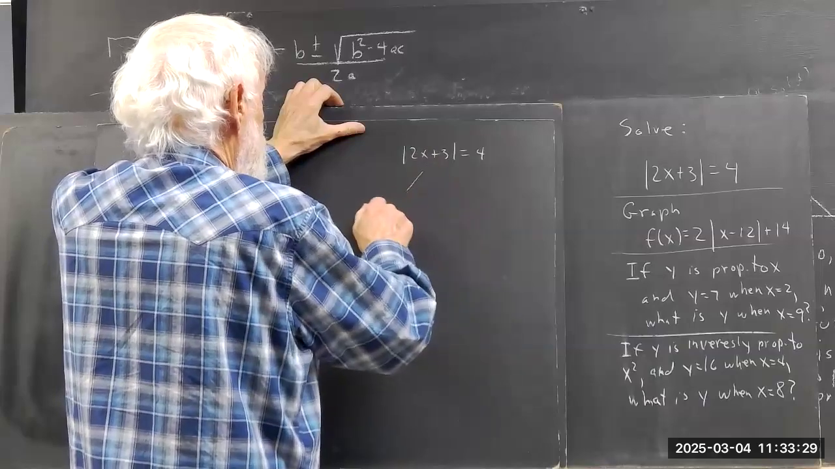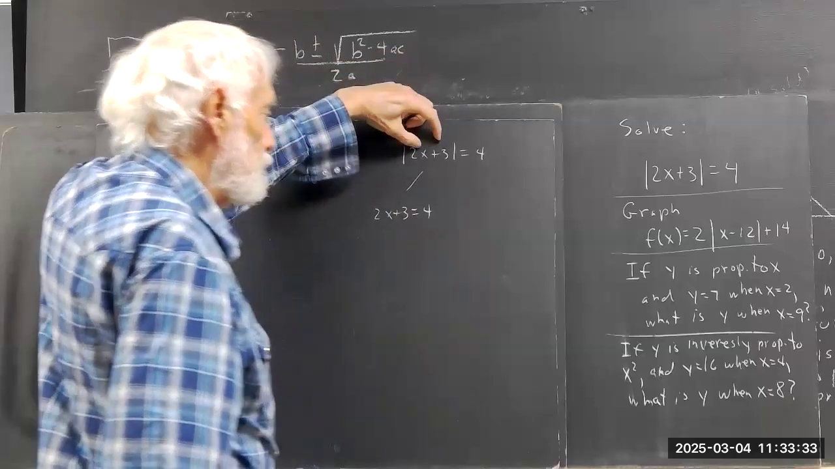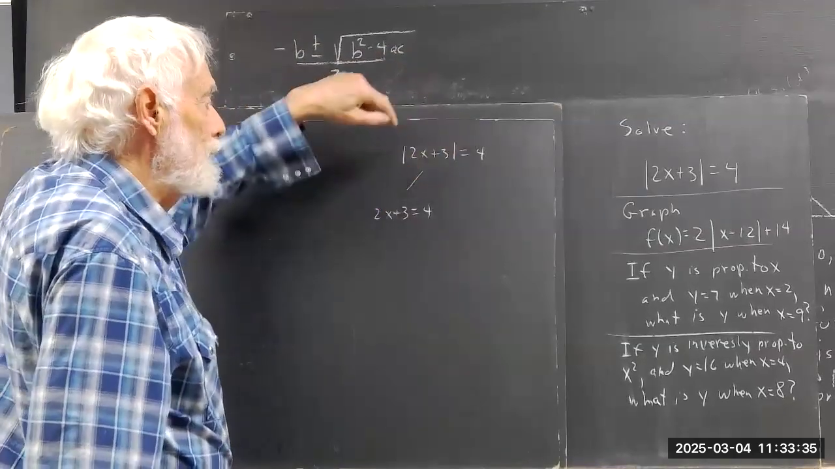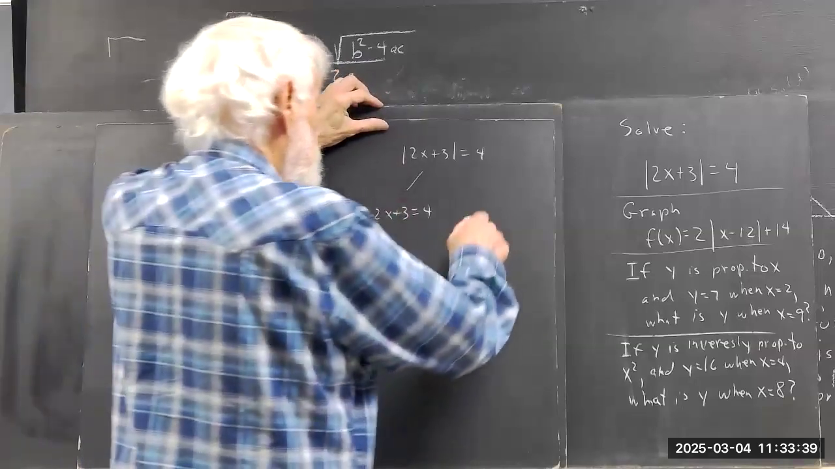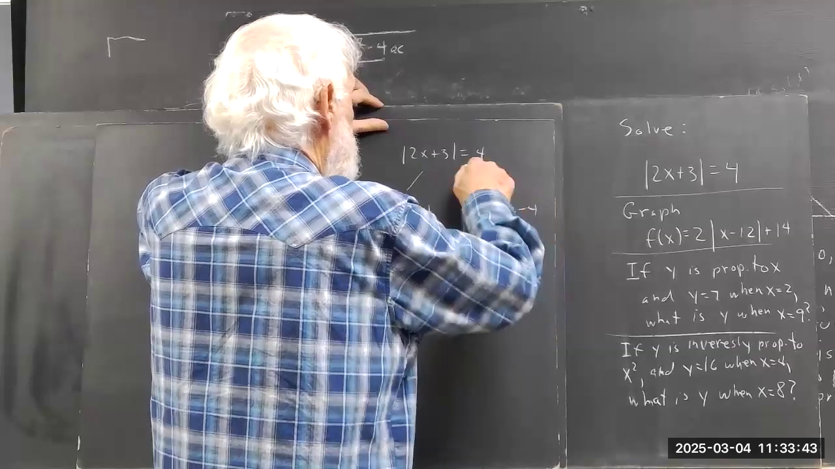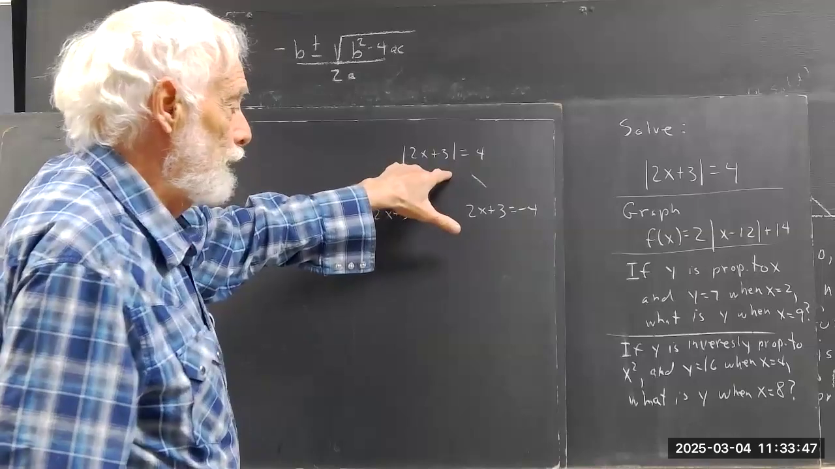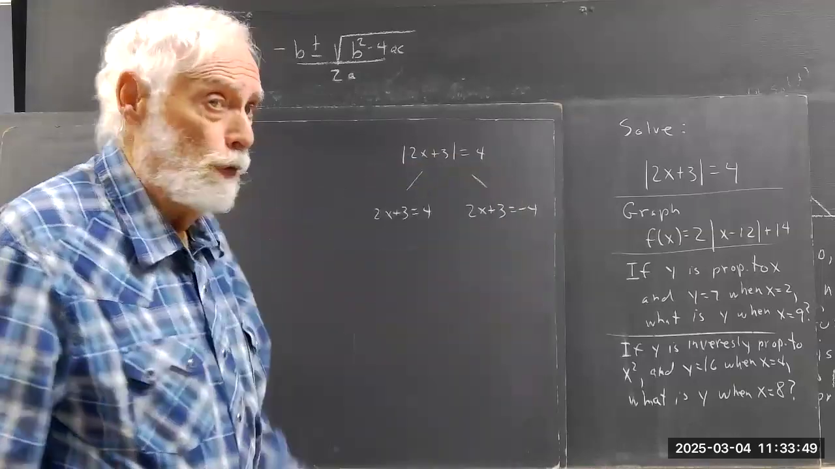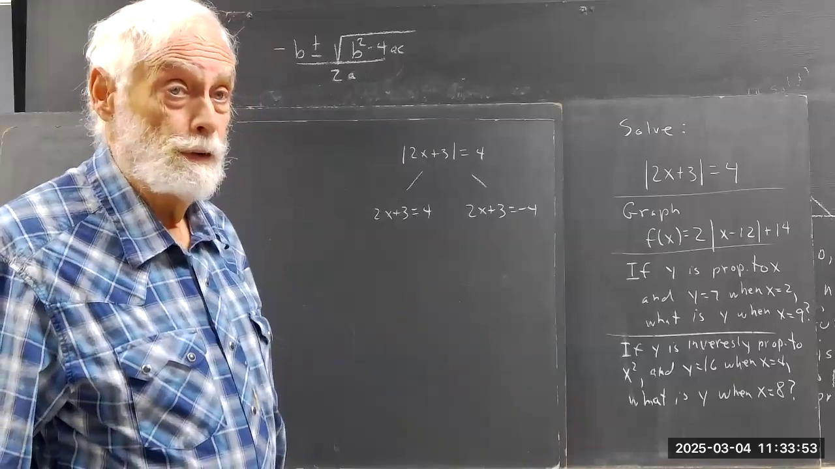Well, this means either 2x plus 3 equals 4, because of course if 2x plus 3 equals 4, its absolute value equals 4, right? But also 2x plus 3 could equal -4, because obviously if 2x plus 3 is -4 and you're taking the absolute value of it, you're going to get 4. So this splits into 2 equations. That's the first thing you do.